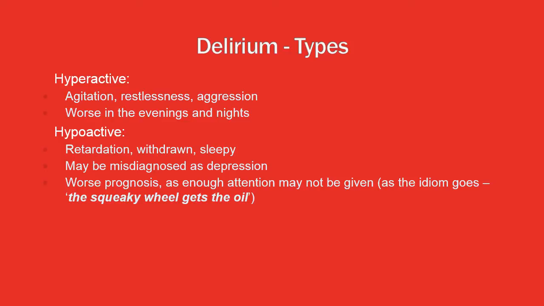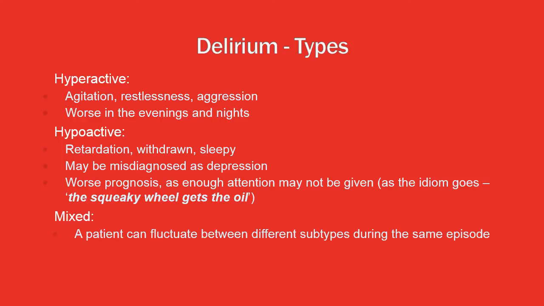Hypoactive delirium is characterized by retardation and the patient appearing withdrawn and sleepy. It may be misdiagnosed as depression. And compared to the hyperactive subtype, hypoactive delirium has a worse prognosis as enough attention may not be given. As the saying goes, it's the squeaky wheel which gets the oil. And mixed type is where the patient fluctuates between hyperactive and hypoactive delirium, even during the same episode.